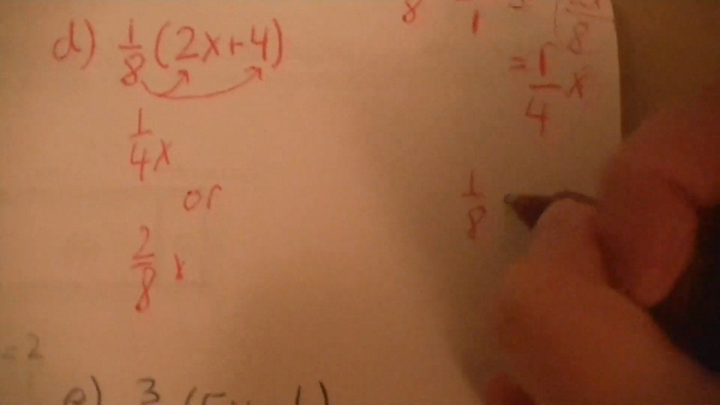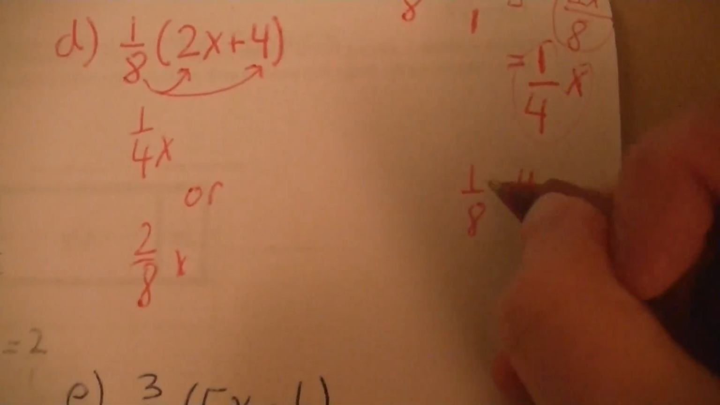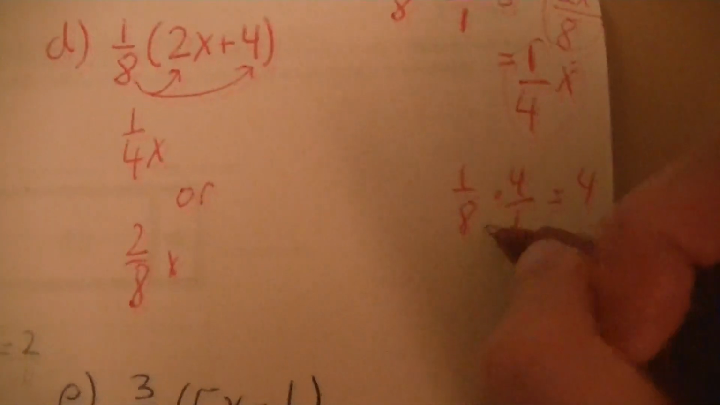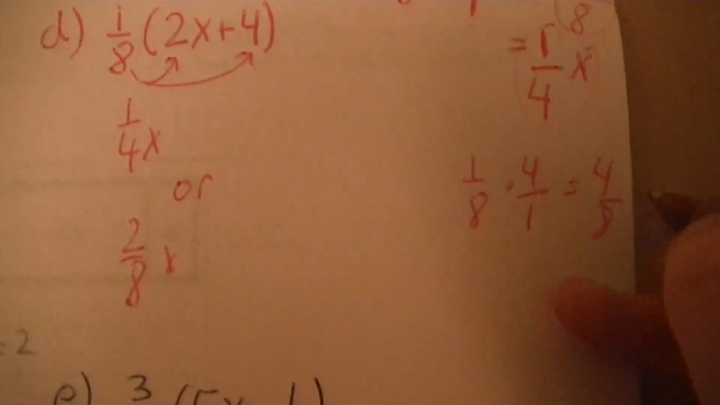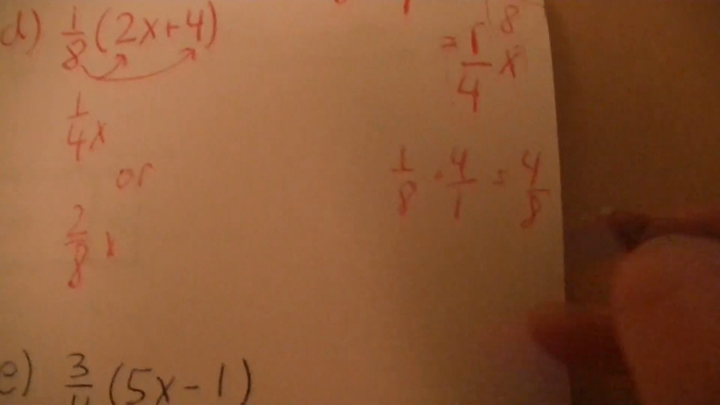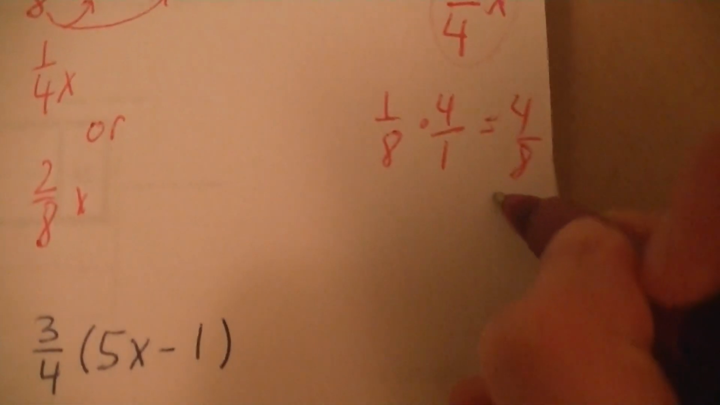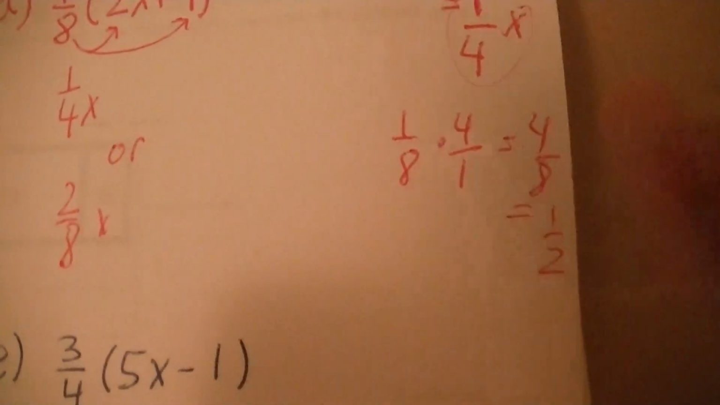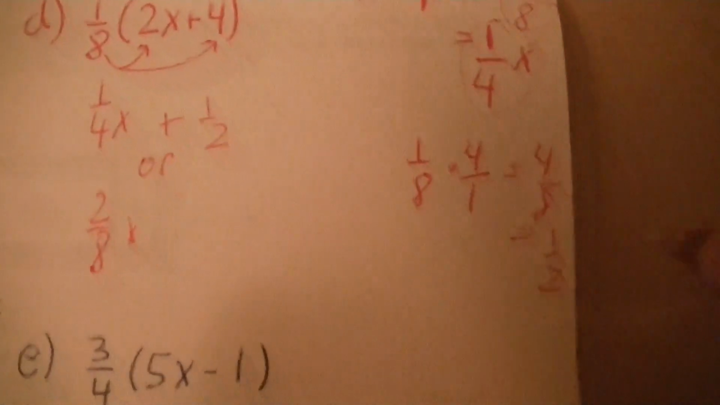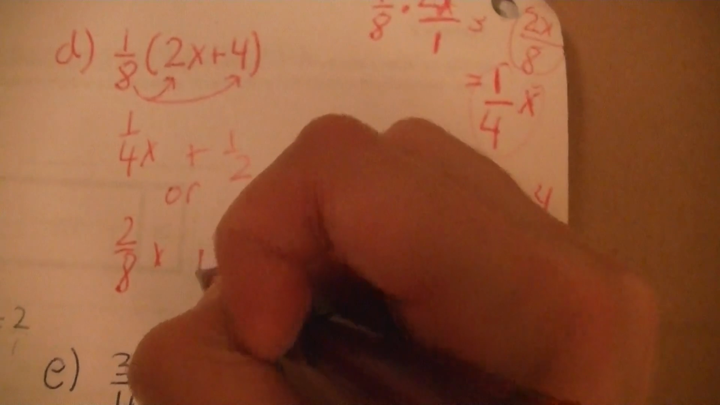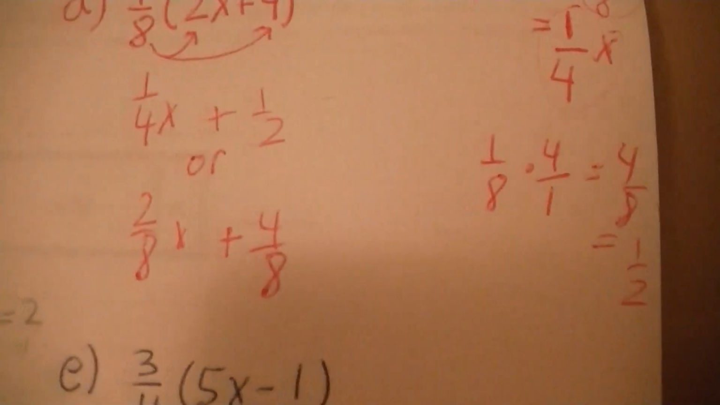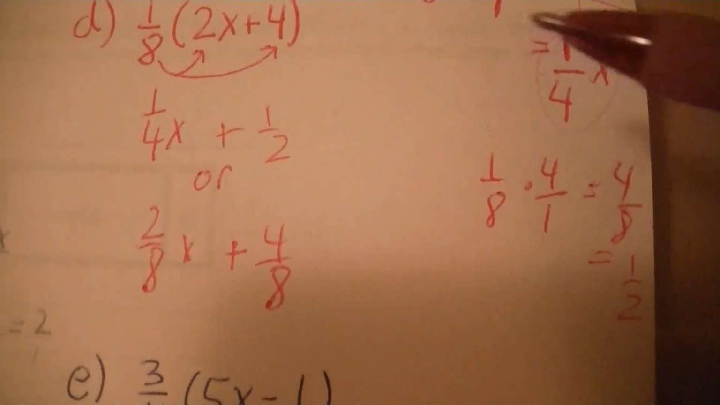1/8 times 4, so I'm going to write that over here. 1/8 times 4, I'm going to put 4 in its fractional form. 1 times 4 is 4, 8 times 1 is 8. So I could write as positive 4/8. You should know that 4/8 simplifies to 1/2. So you could write either one, it's going to be right. And that would be positive 1/2. Or if we weren't simplifying it, we could write positive 4/8. Same thing, okay? Those are both okay to write.